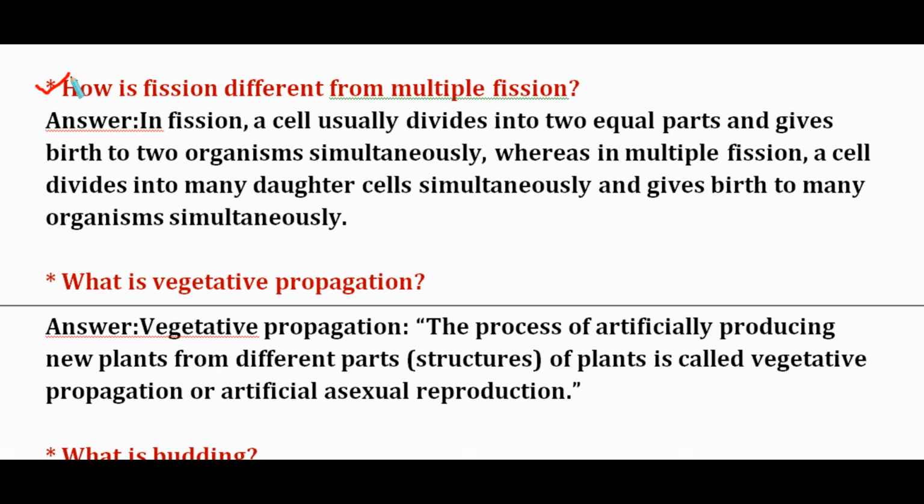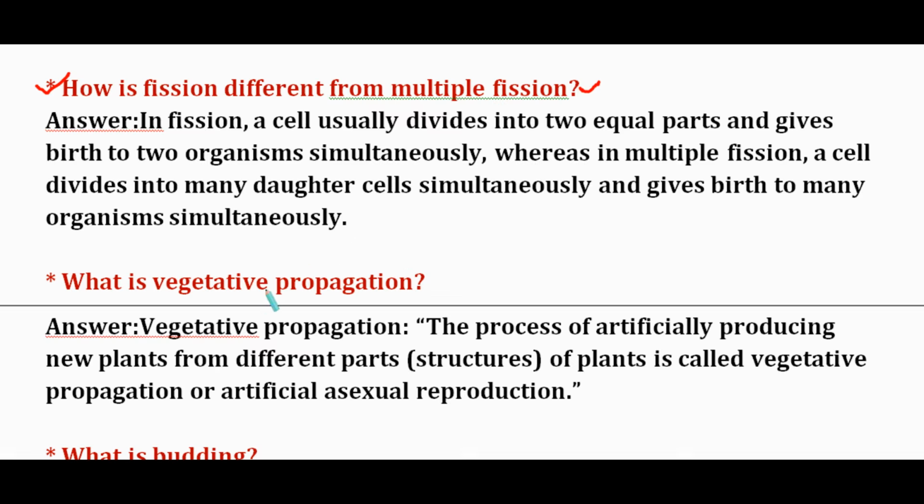Now the question, how is fission different from multiple fission? In fission, a cell usually divides into two equal parts and gives birth to two organisms simultaneously, whereas in multiple fission, a cell divides into many daughter cells simultaneously and gives birth to many organisms simultaneously.